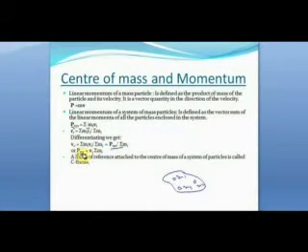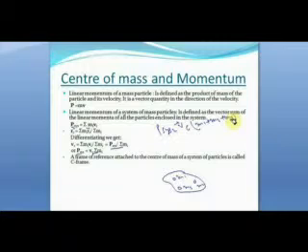So from this equation, that is P system is equal to Vc into sigma mi, it is clear that the linear momentum of a system of particles is equal to the velocity of the center of mass of that system into the sum of all the masses. So P system would be equal to Vc, that is velocity of center of mass, into sigma mi, that is m1 plus m2 plus m3.